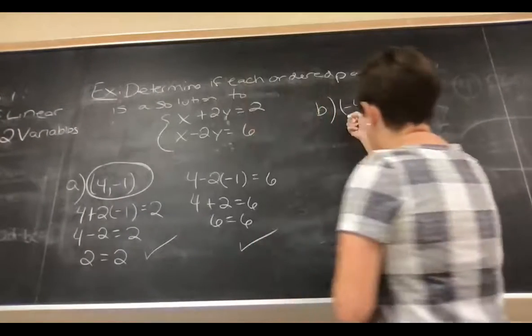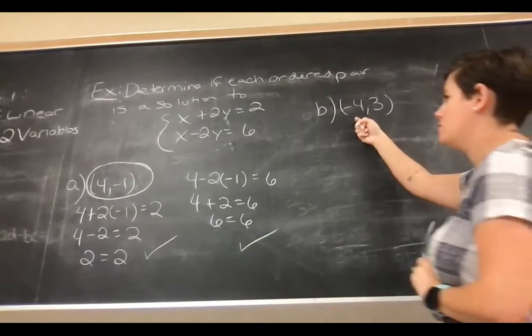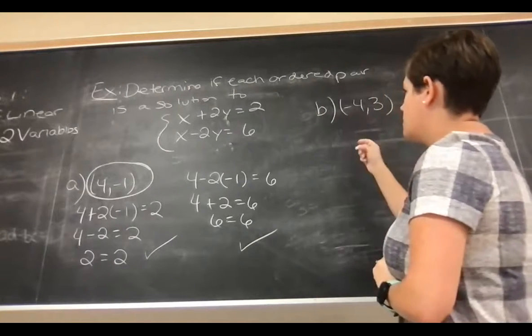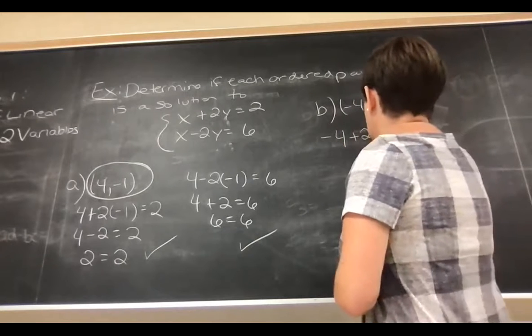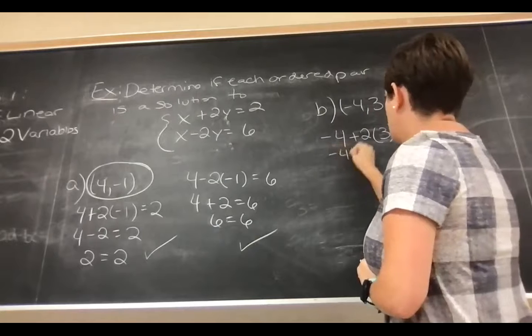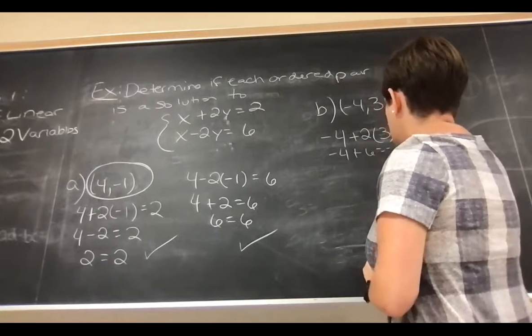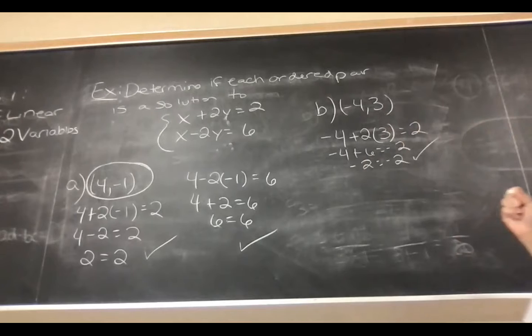Okay, but what about if it's -4, 3? Is this a solution to the system of equations? Again, we're going to do the same process. Anywhere there's an x, I'm writing -4. Anywhere there's a y, I'm writing 3. -4 plus 6 equals -2. I get -2 equals -2. So it works in the top equation. We're halfway there.